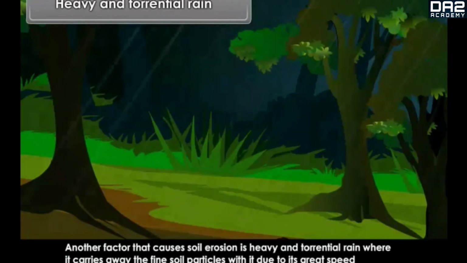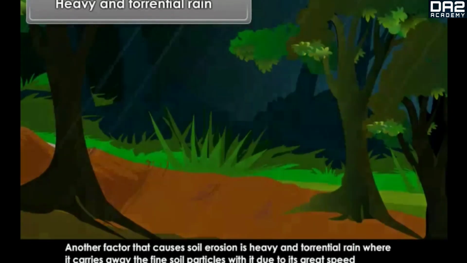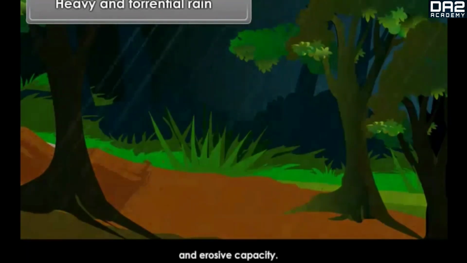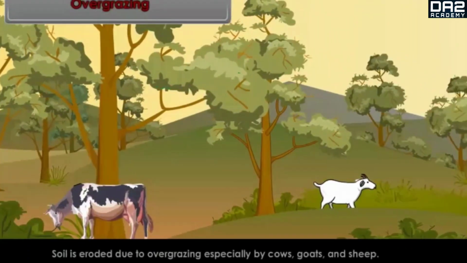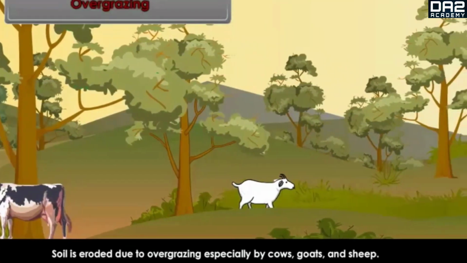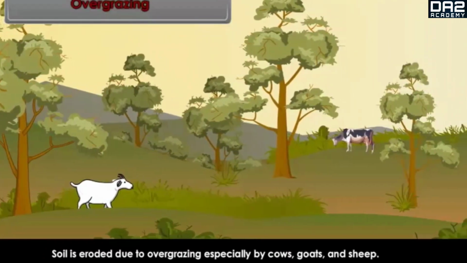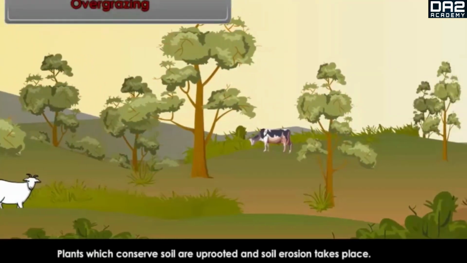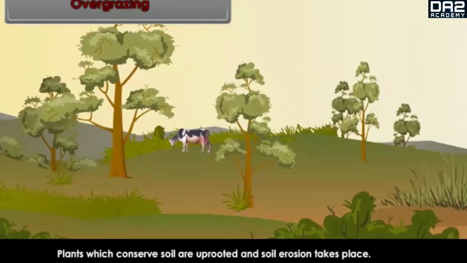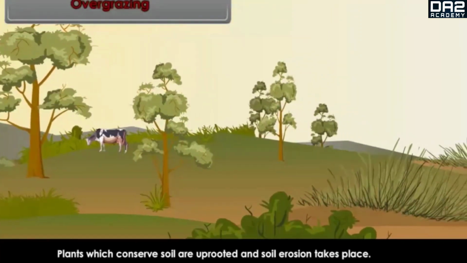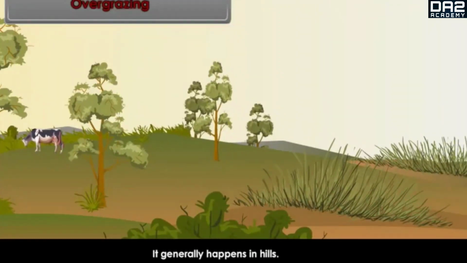Another factor that causes soil erosion is heavy and torrential rain, where it carries away the fine soil particles with it due to its great speed and erosive capacity. Overgrazing. Soil is eroded due to overgrazing, especially by cows, goats, and sheep. Plants which conserve soil are uprooted and soil erosion takes place. It generally happens in hills.